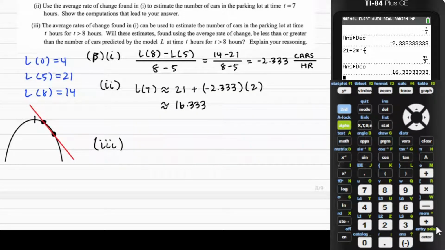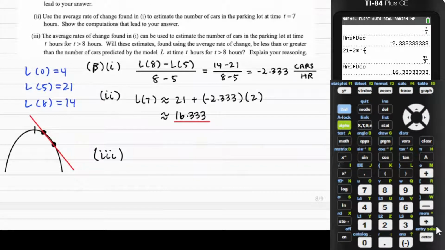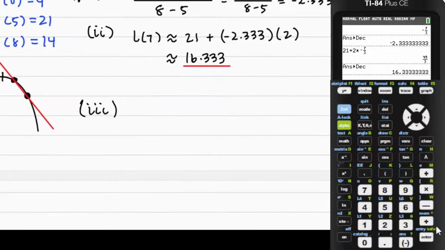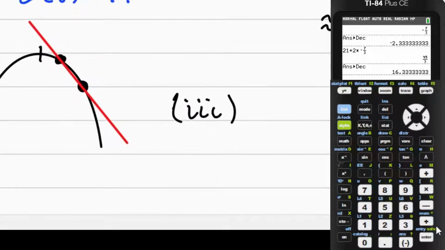Okay, and what we did really when we found this 16.333 number is we just found, if I can here, I found something in there, right? We found a point on the line. That's really what we did.